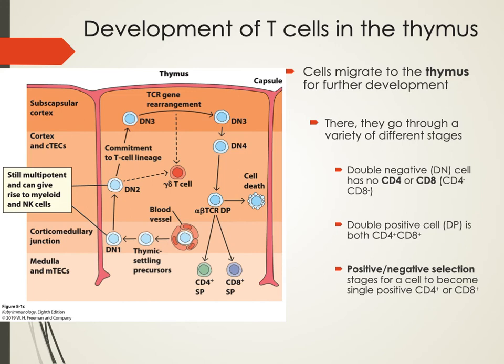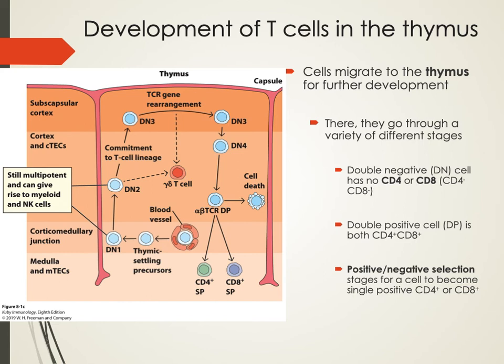So if we look at this more closely, we can see how at that cortex medullary junction we have the blood vessel present. And so this, again, is where our precursor cells are going to come in, because they've left the bone marrow and come to the thymus to develop.